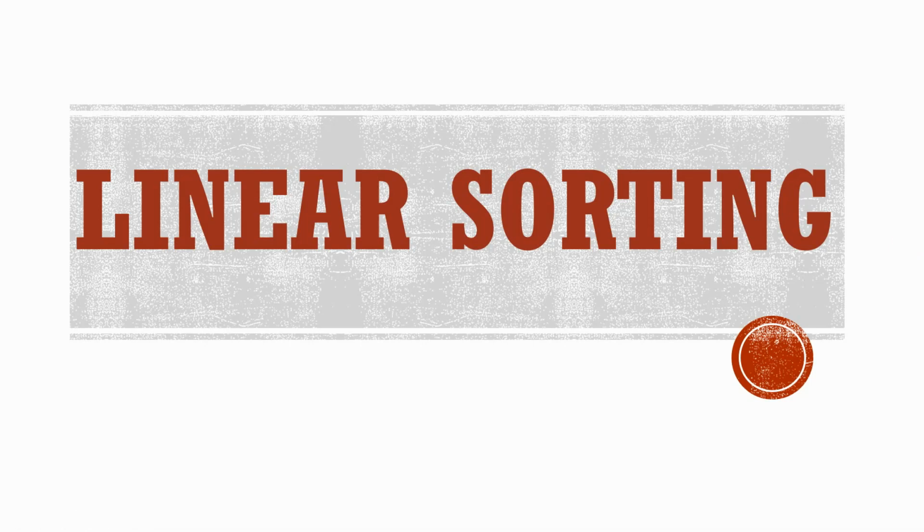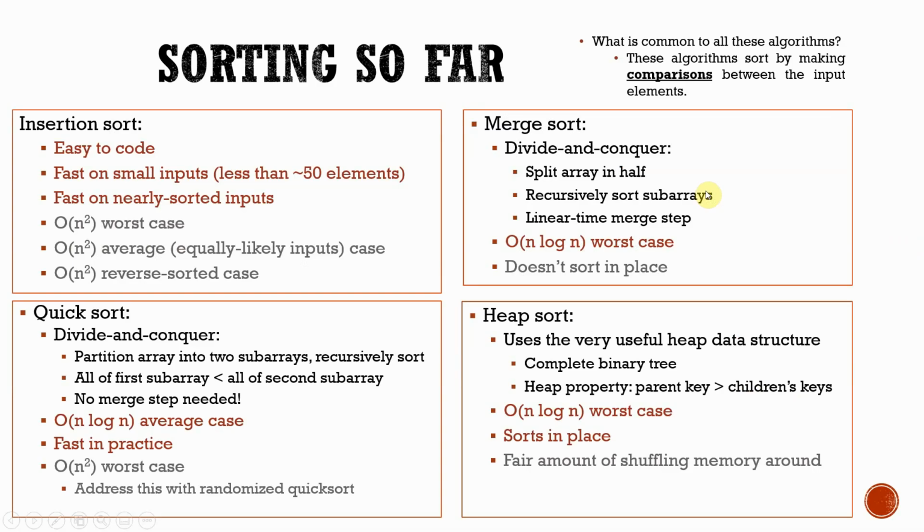In this video I'm going to talk about a new category of sorting called linear sorting. So far in this course and in your previous courses you've seen different algorithms for sorting, including bubble sort, selection sort, insertion sort, merge sort, quick sort, and heap sort.